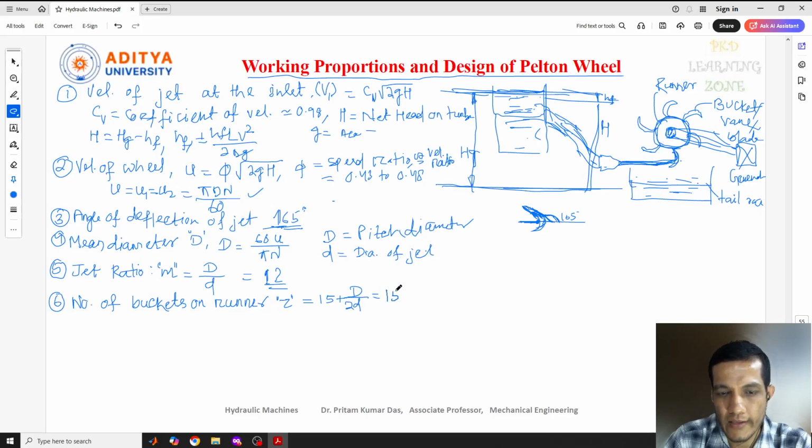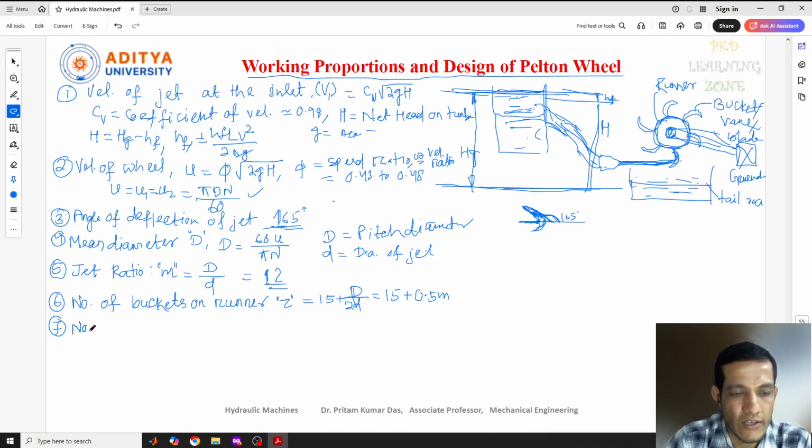So this one we can write, this is 15 plus 0.5 m, because m equal to D by d, and 1 by 2 is nothing but 0.5 m. Okay, this is about the number of buckets on the runner.